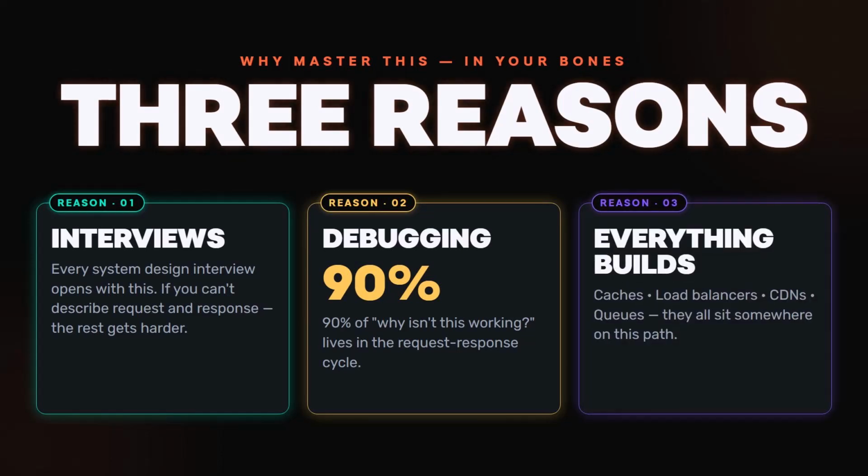Reason 3. Everything else is built on this: cache, load balancer, CDNs, queue. Every component we will learn for the rest of this course sits somewhere in the request response path. You can't understand where they go without first understanding the path itself.